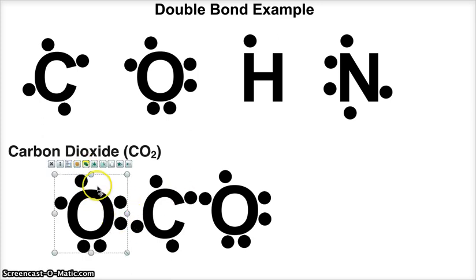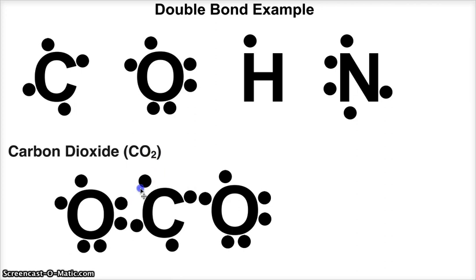So if I do a single bond with this oxygen and this oxygen to this carbon, no one's happy. We have 1, 2, 3, 4, 5, 6, 7. Carbon has 1, 2, 3, 4, 5, and oxygen has 1, 2, 3, 4, 5, 6, 7 again. So we're going to double bond it. I'm going to move this electron here and this electron here for a double bond. And I'm going to double bond it over here.